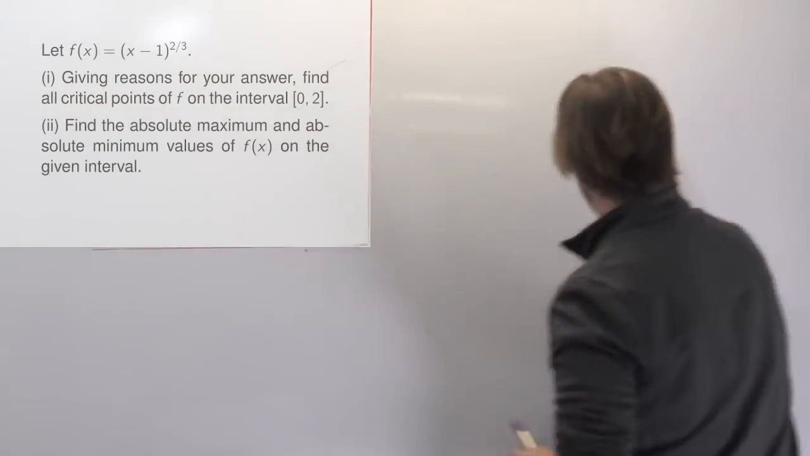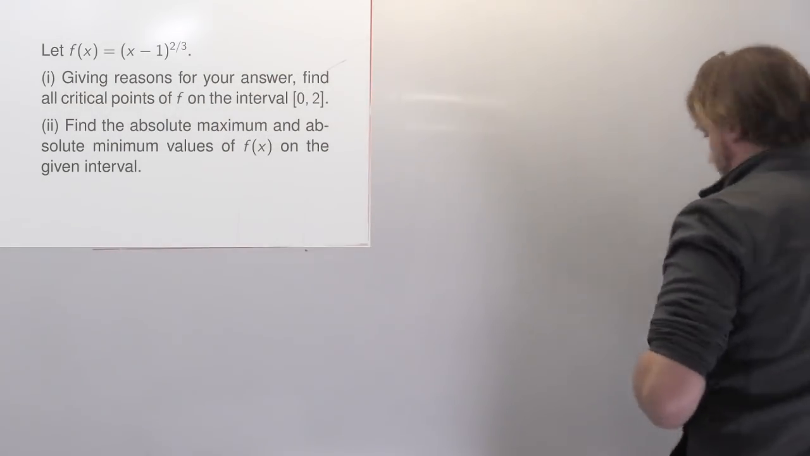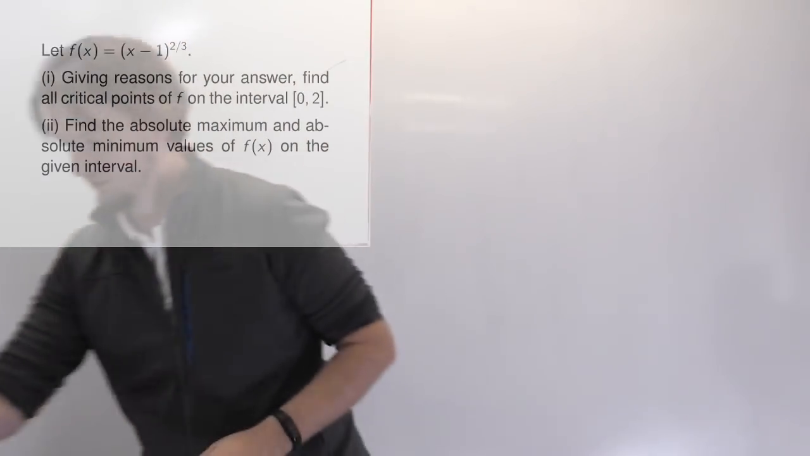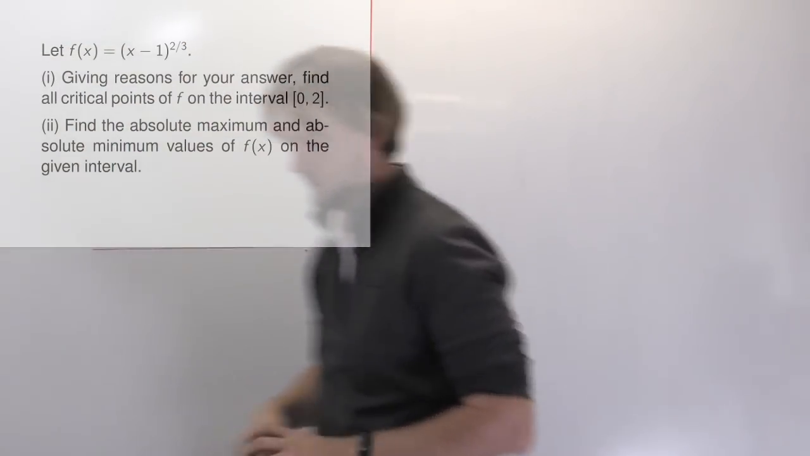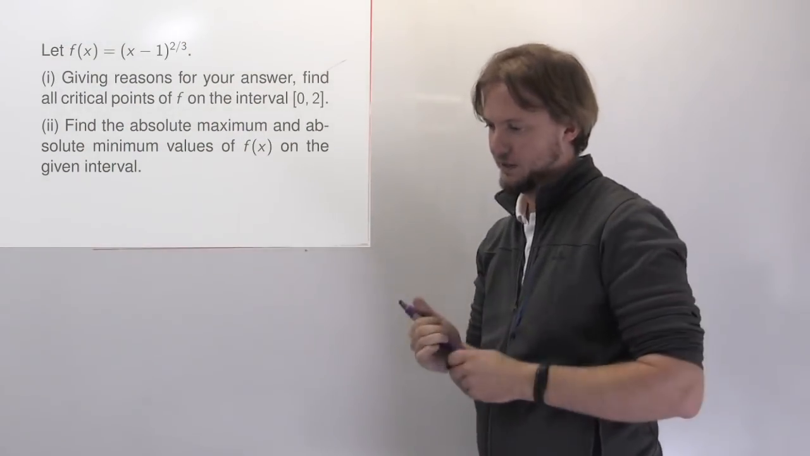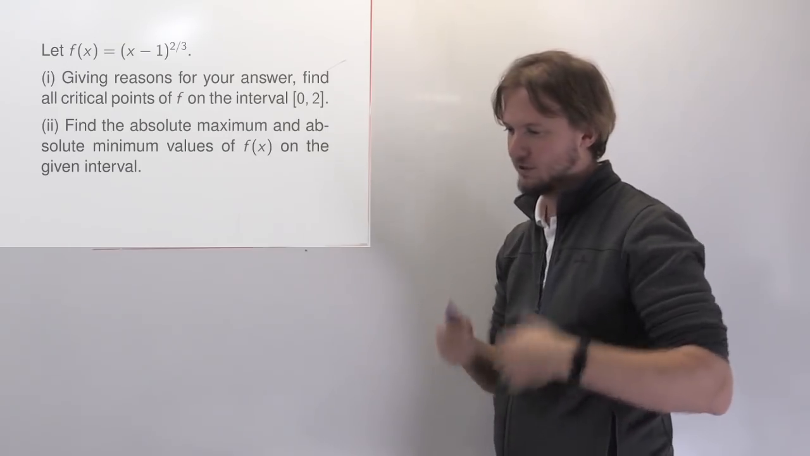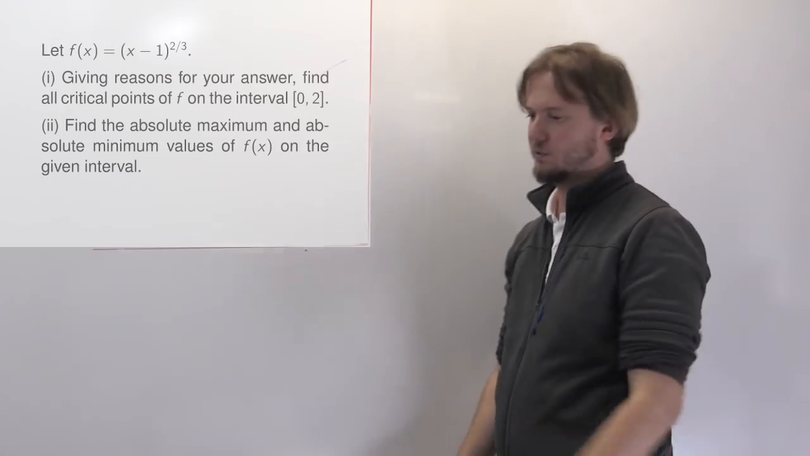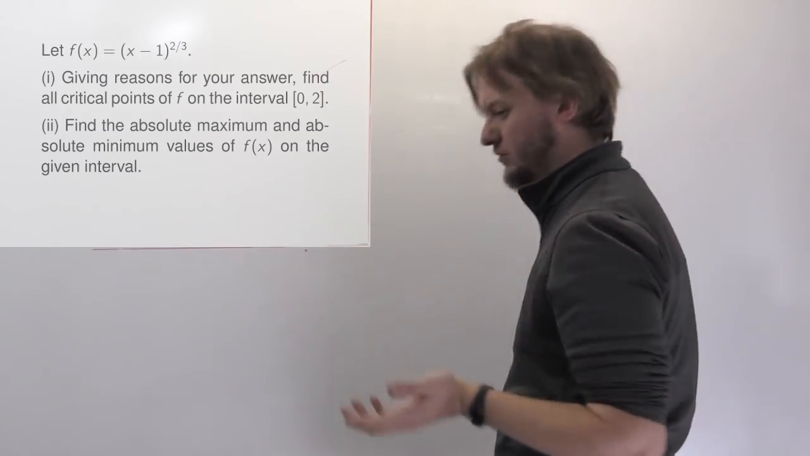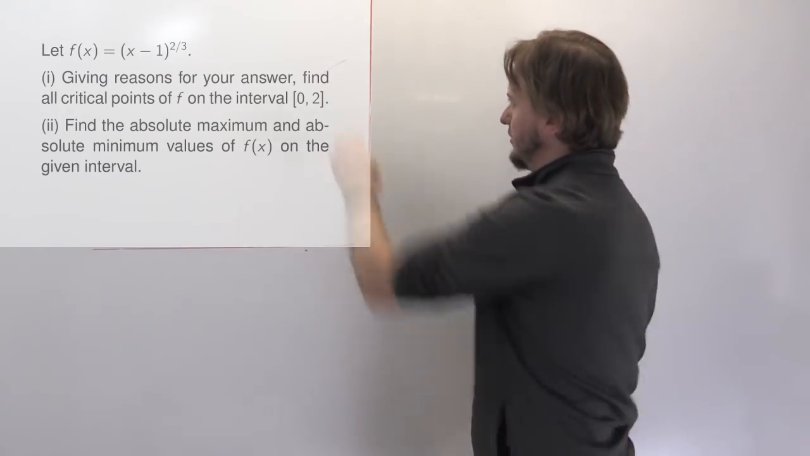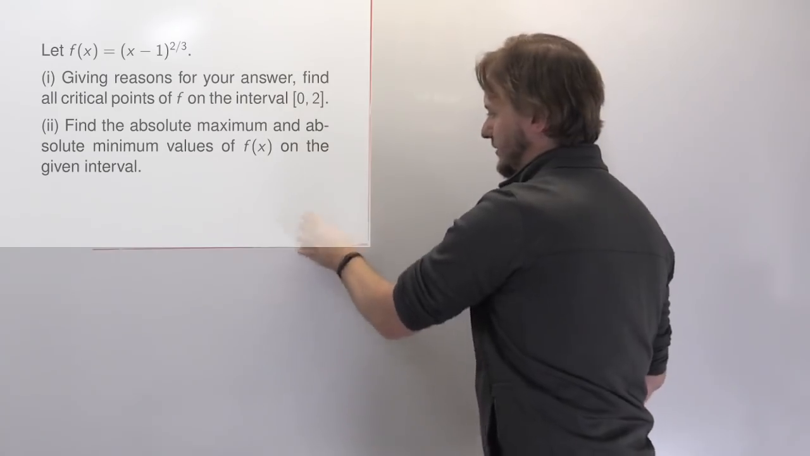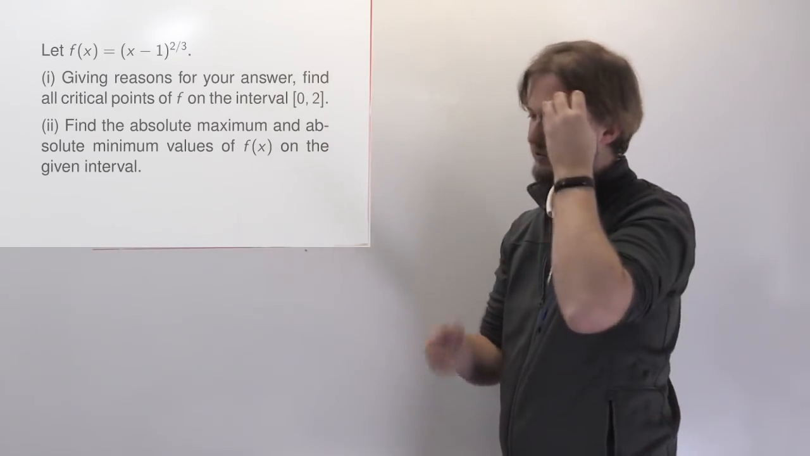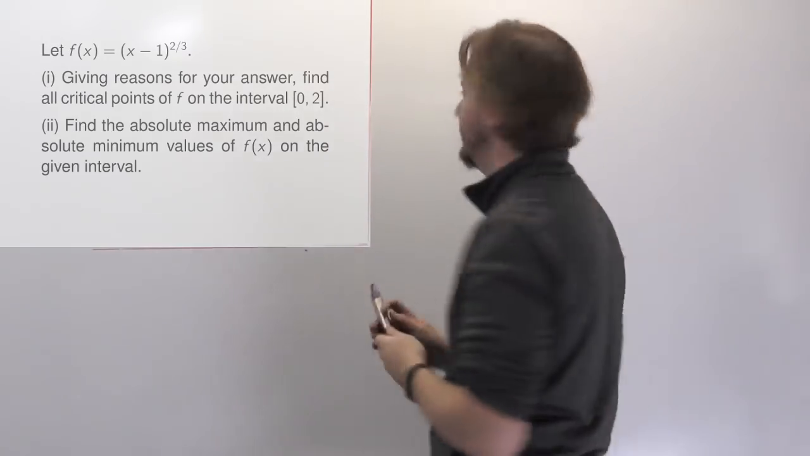All right. So we have this function, which is actually a nice continuous function. We're looking at the interval 0, 2, and it says, giving reasons, find all the critical points. Now, this function is quite nice because it has all 3 types of critical points in it. So let's go through the types one by one and look for them.